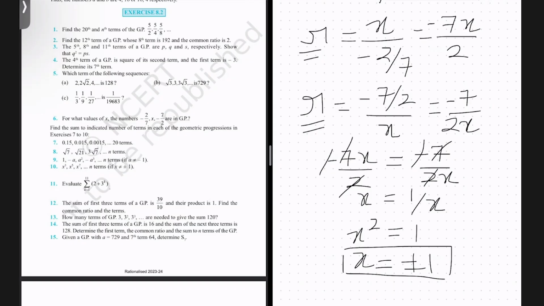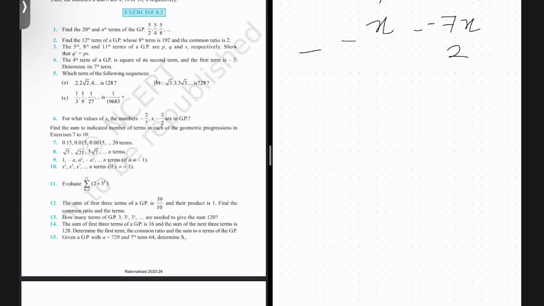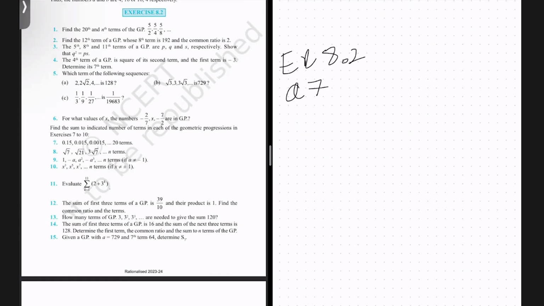Moving on to question number 7. Question number 7 says, find the sum to 20 terms of the geometric progression 0.15, 0.015, 0.0015, and we need to find the sum of this GP up to 20 terms.